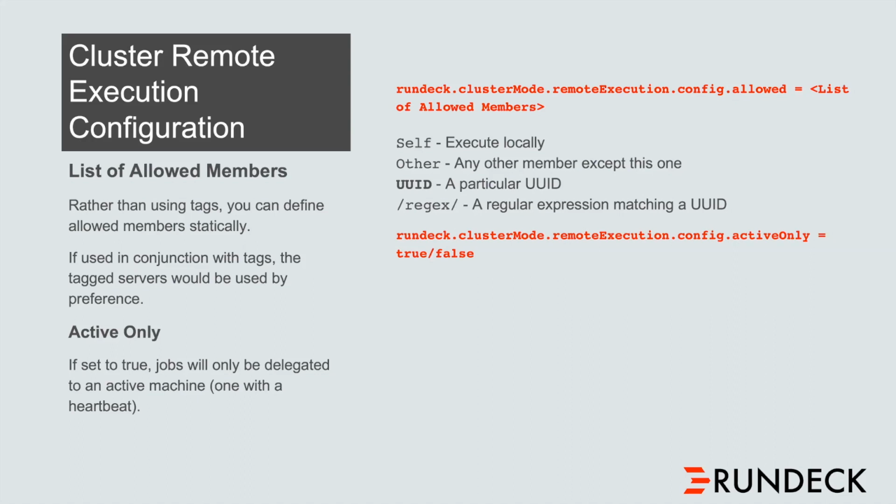Those are effectively the options that I have if I go with allowed as opposed to allowed tags or preferred tags for that matter. The other configuration that I have here doesn't require a lot of explanation, but it's active only, and it's either true or false. This is effectively saying, do you want to use heartbeat as a filter and limit the set of possible allowed members or allowed tags based on whether those members are active or not? Are they considered alive, or are they at risk that they might be offline?